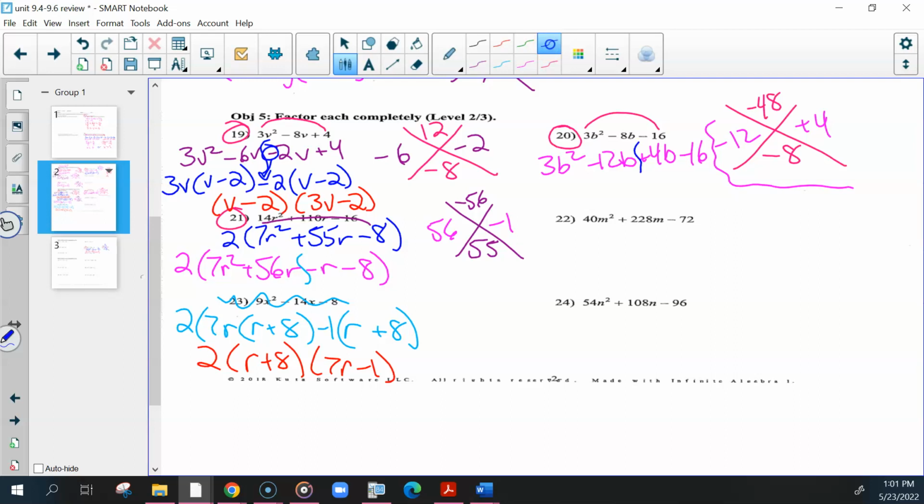What do these first two have in common? 3b. If I factor that out, what's left? B minus 4. And what could we factor out of the second two? Plus 4. Which would give us b minus 4. And then our final two factors would be what? B minus 4 and 3b plus 4.